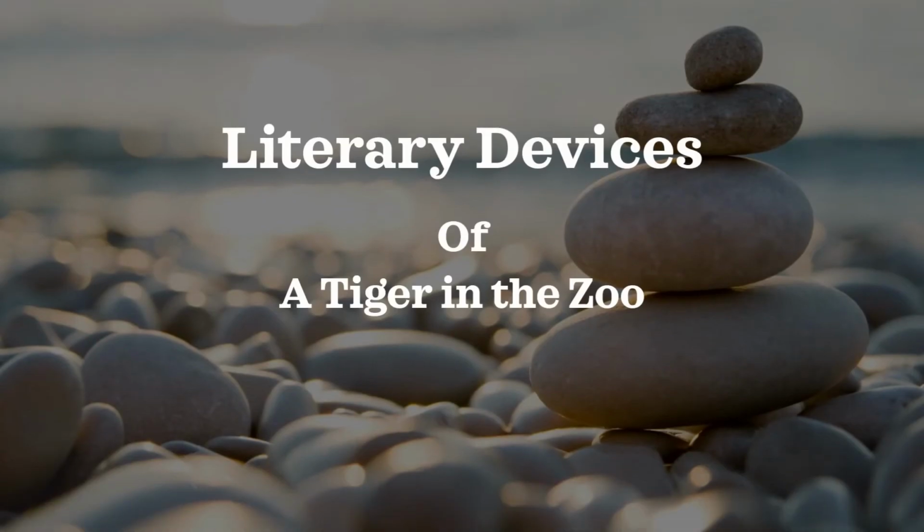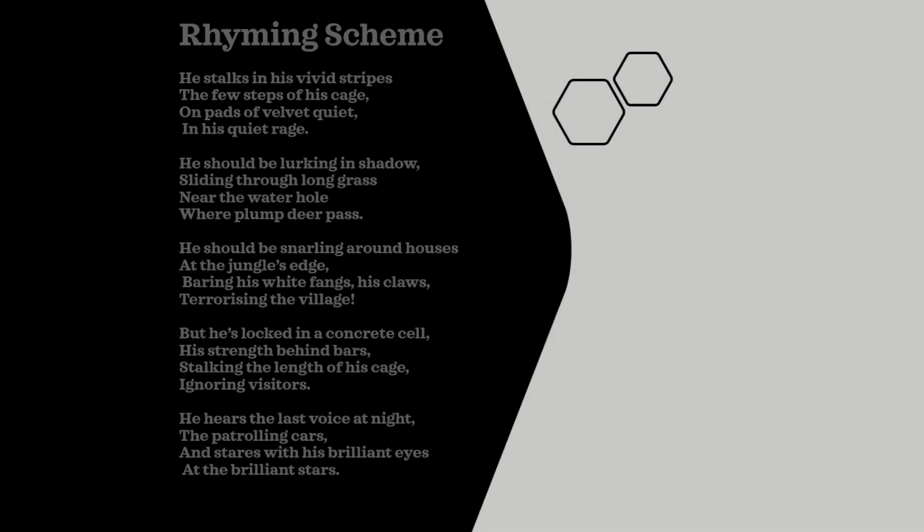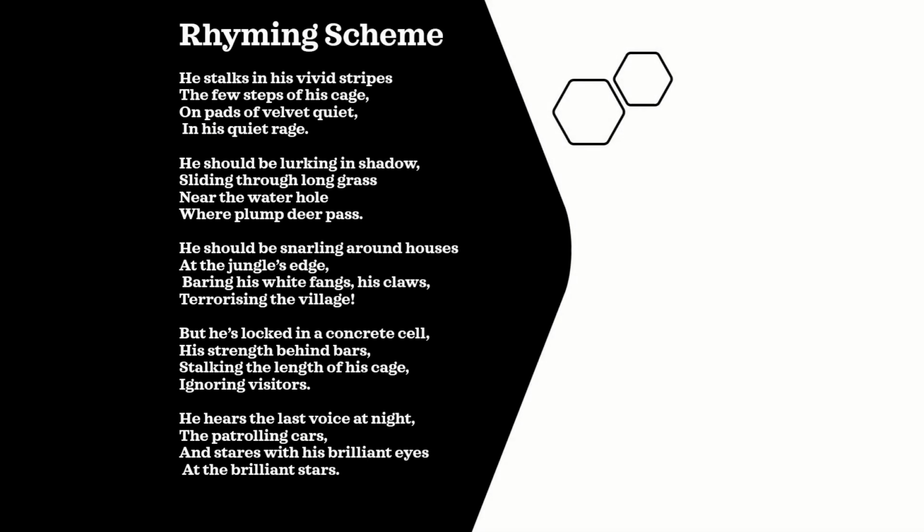Let's look at the literary devices of the poem. Let's start with the rhyming scheme. The word stripe of the first line does not rhyme with any other end word of the stanza. So we will mark this word as A. The word cage of the second line rhymes with rage. Let us mark both these lines as B.